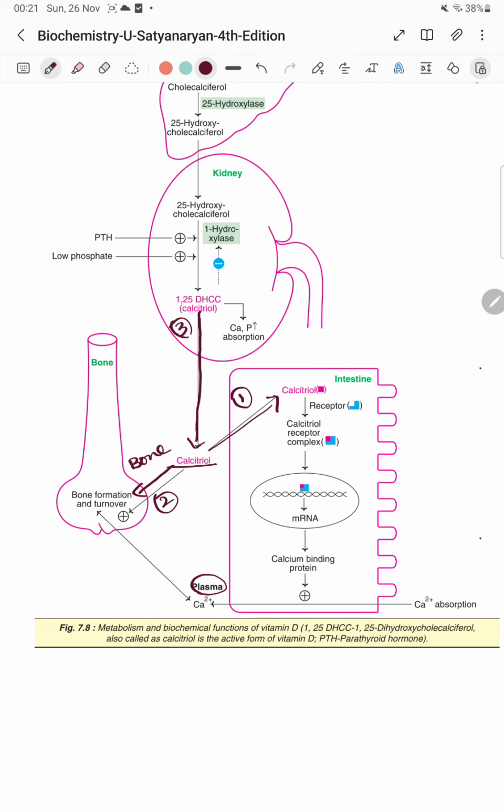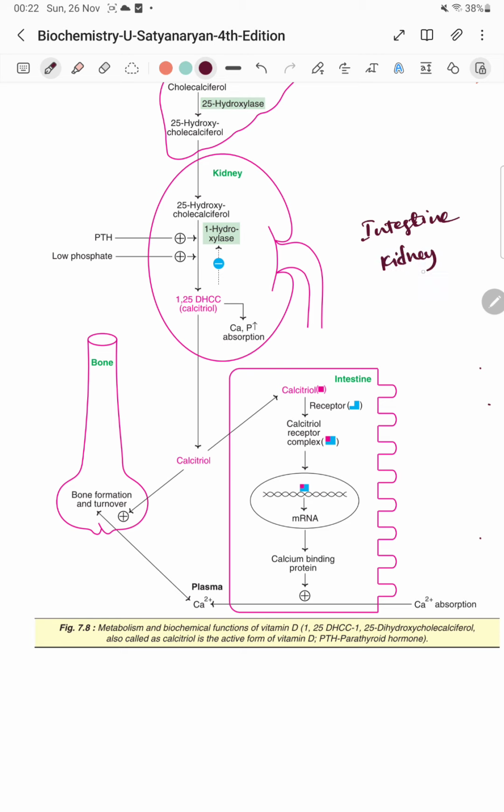So calcitriol shows its action on the kidney as well, where it is produced. Calcitriol is produced in the kidney, and the action is again shown on the same organ. So mainly calcitriol performs its action on three spots: intestine, kidney, and bone. Calcitriol acts on these three places and regulates the calcium level in our blood or plasma.